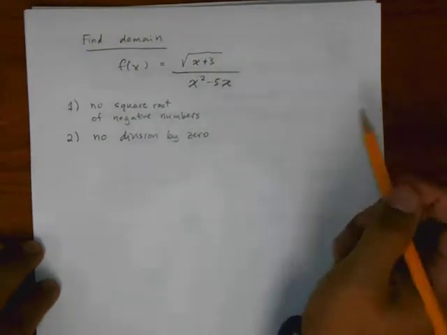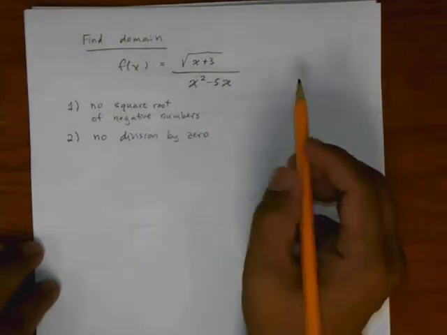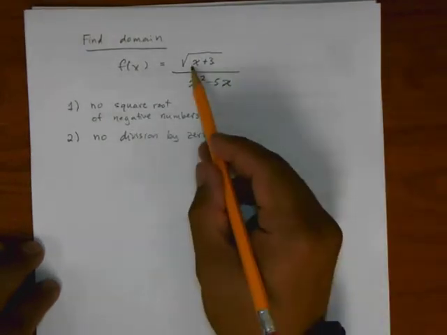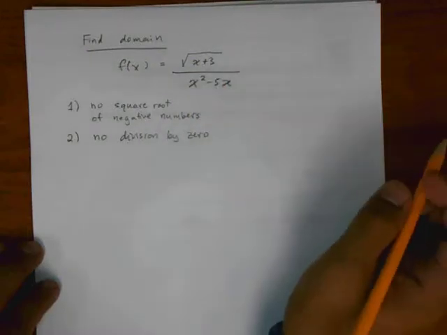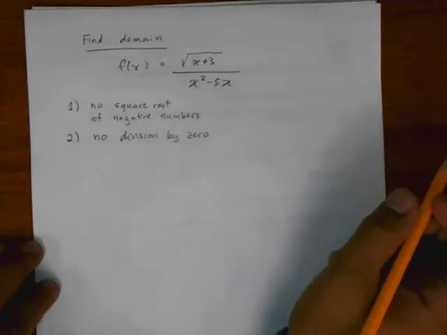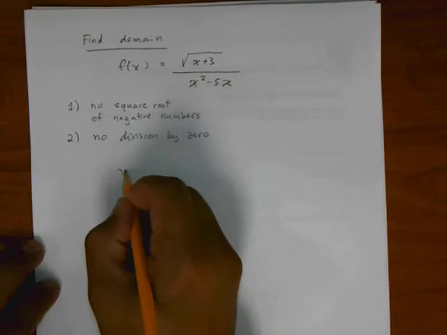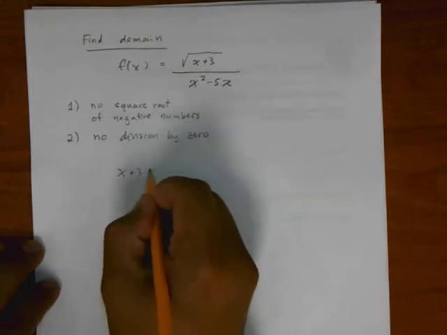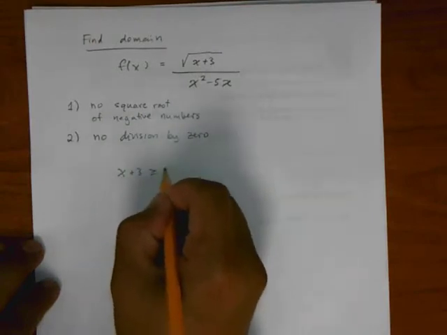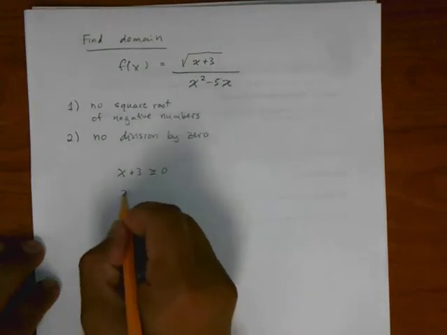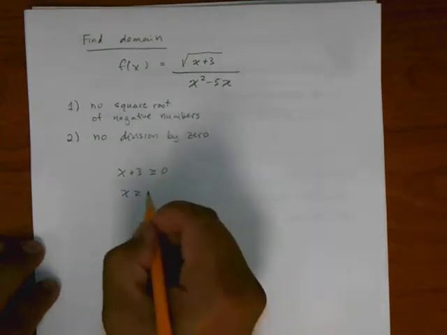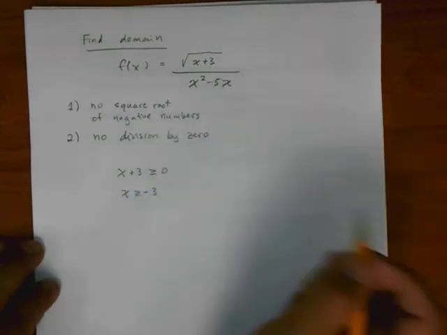So looking at our function here, we do have a square root, and so we need to make sure that the expression that's inside the radical cannot be negative. So our first restriction is that x plus 3 must be greater than or equal to 0, and then we solve for x. So x must be greater than or equal to negative 3.